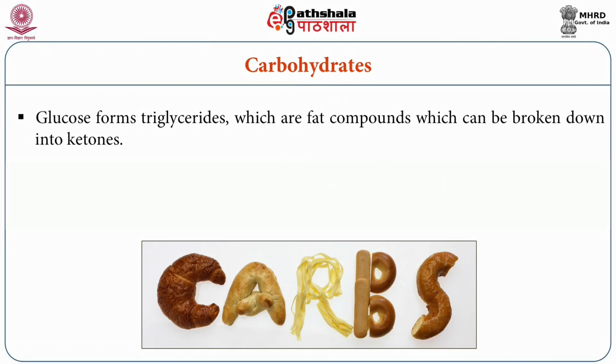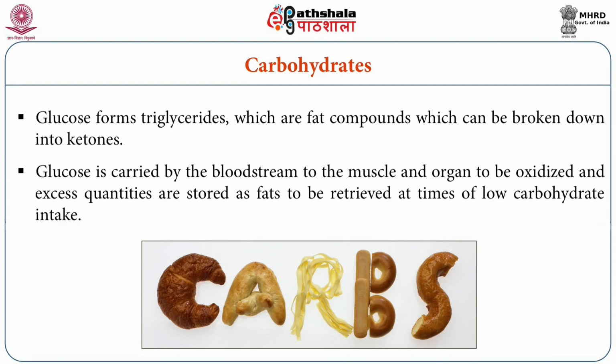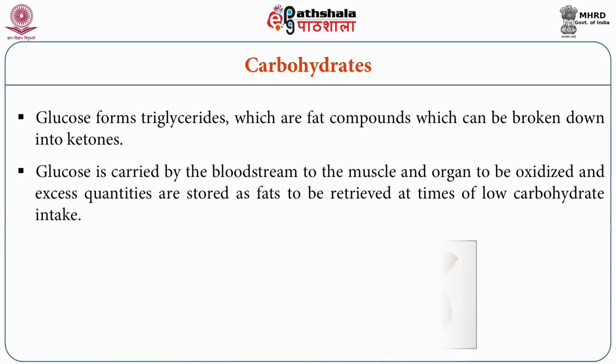Glucose can form into triglycerides also, which are fat components, and they can be used as a source of fuel sometimes during the time of energy requirement. In fact, these triglycerides can be broken down into different components like ketones. And the glucose is carried by the bloodstream to the muscles and organs, and it is oxidized, and the excess quantities are stored as fats.